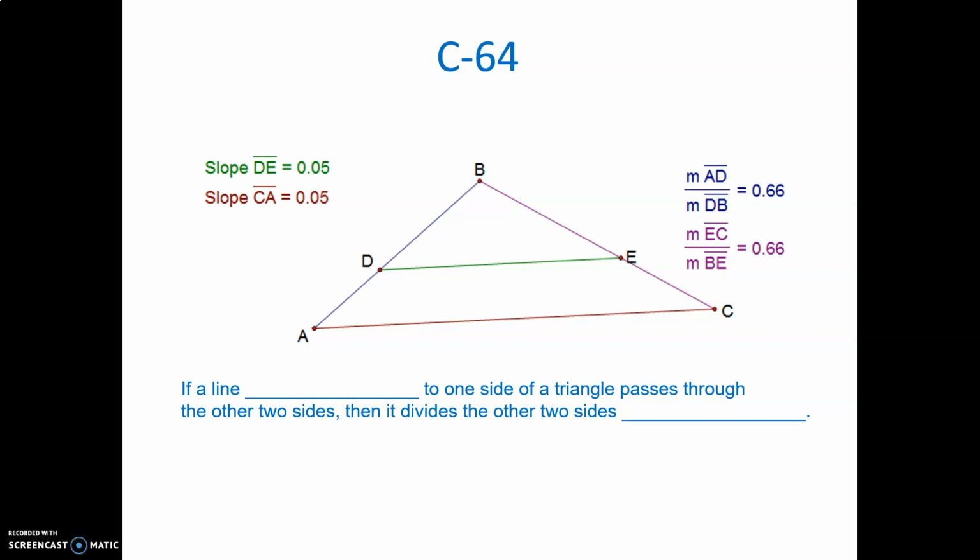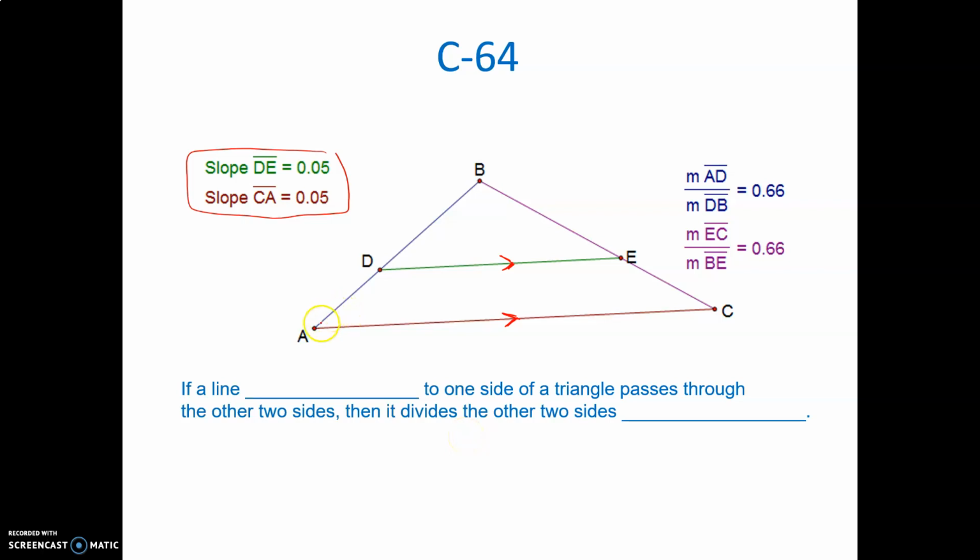Okay, what do I have here? I have a triangle, and I notice that the slope of DE and the slope of CA are the same. So that means this line is parallel to this side of the triangle. So I think if a line is parallel to one side of a triangle and it passes through the other two sides, then it divides the other two sides how?